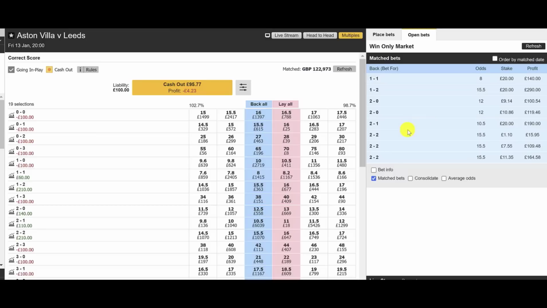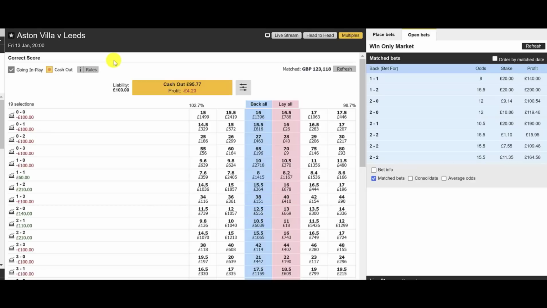But anyway, I've covered a bunch of scores here: 2-2, 2-1, 2-0, 1-2, and the 1-1. So we are expecting at least 2 goals in this match. Probability-wise, if we get 2 goals, it's likely going to be the 2-0 to Aston Villa, or it's going to be the 1-1, okay? We're ignoring the 0-2 to Leeds, and, well, let's just see how it goes.